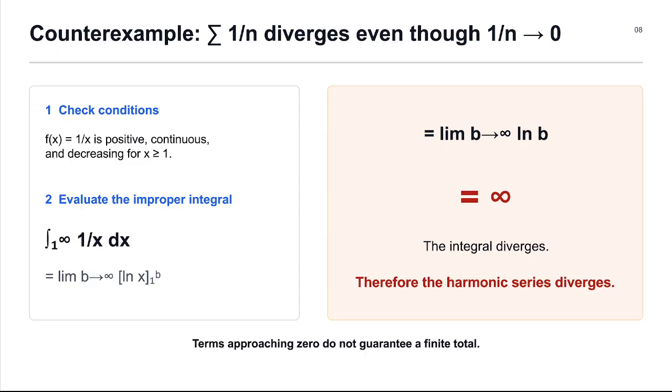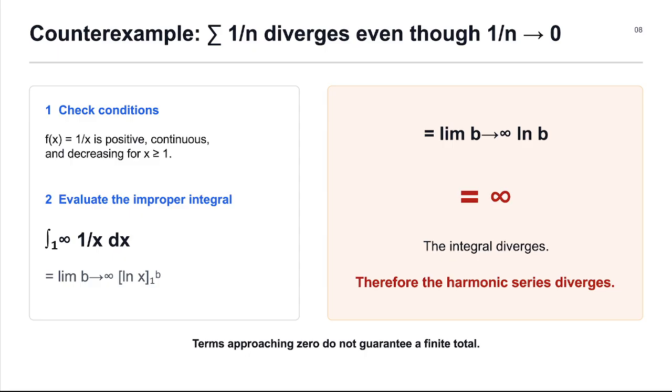We choose f of x equals 1 over x. This function is positive, continuous, and decreasing for x greater than or equal to 1. The corresponding improper integral is the integral from 1 to infinity of 1 over x. Its antiderivative is the natural logarithm of x. After evaluating the integral, we obtain the limit of the natural logarithm of p as p approaches infinity.